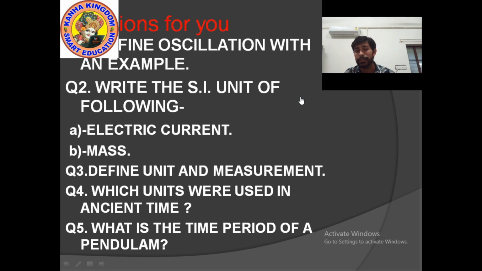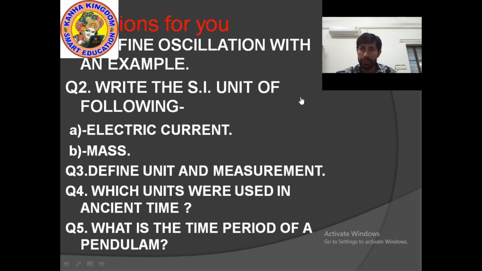Yes, there are 7 fundamental units. Length, the SI unit of length is meter. Mass, the SI unit of mass is kilogram. Temperature, the SI unit of temperature is Kelvin. Time, the SI unit of time is second. Luminous intensity, the SI unit of luminous intensity is candela, cd. Amount of substance, the SI unit of amount of substance is mole.